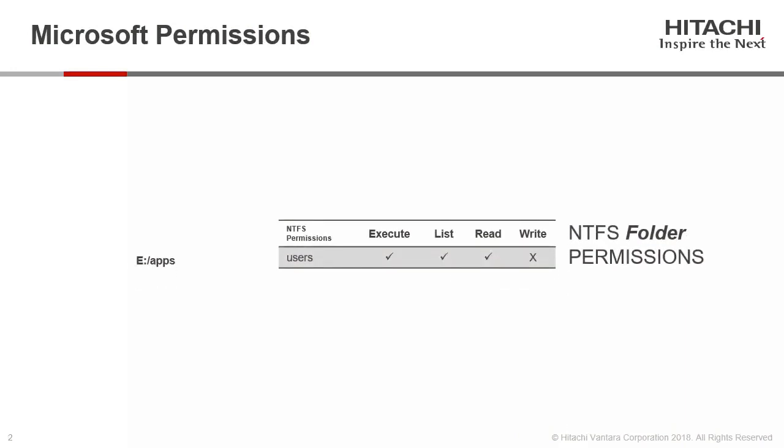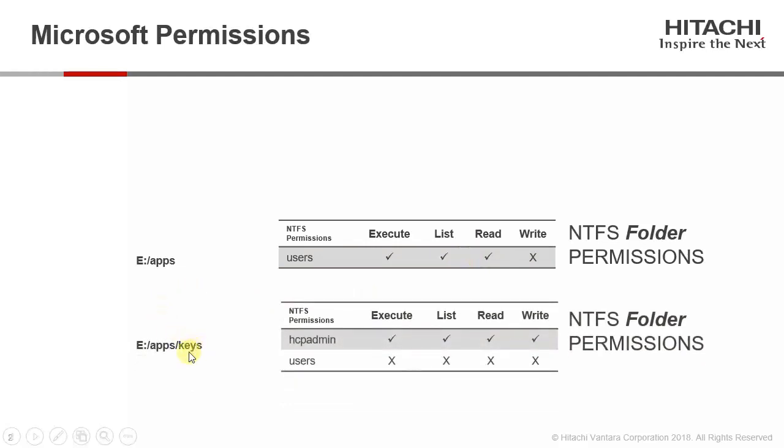So Microsoft has NTFS permissions on a folder. So we have an E drive with an apps folder, and we have a group of users called users, and we're giving them NTFS file system permissions: execute, list, read, and no write. Those are NTFS folder permissions.